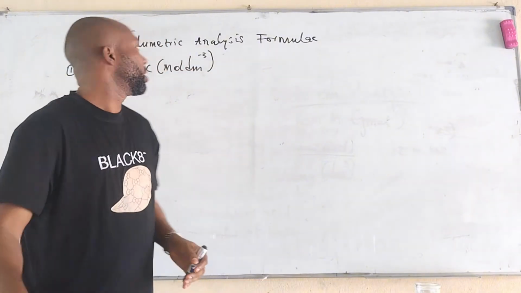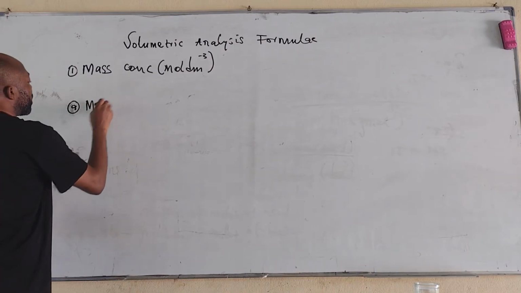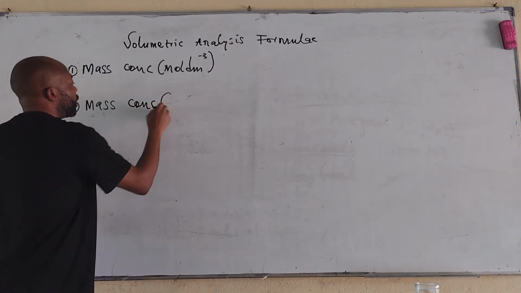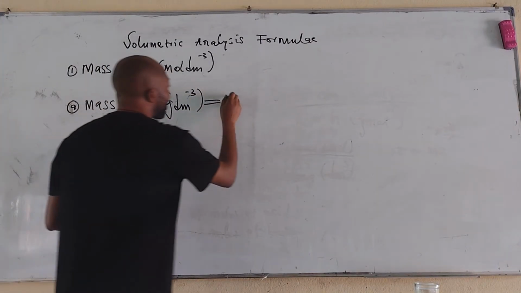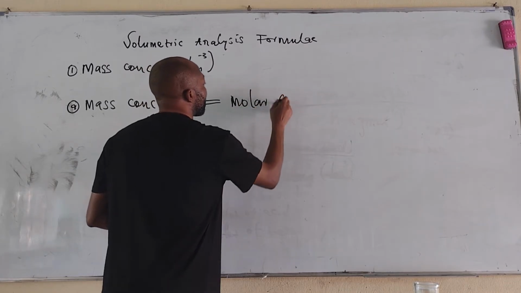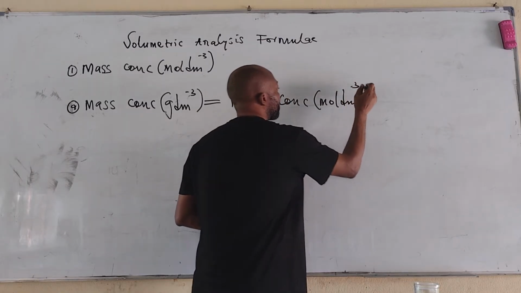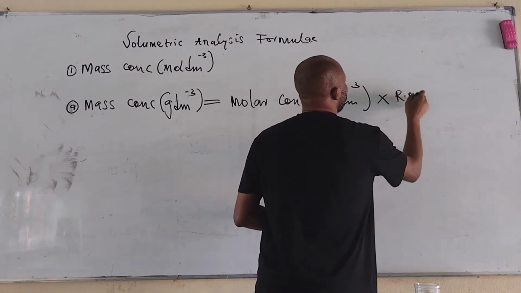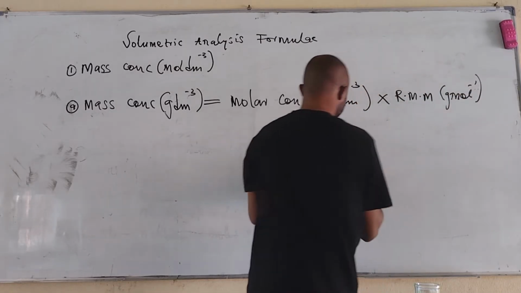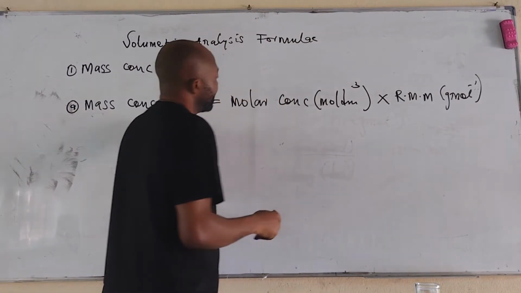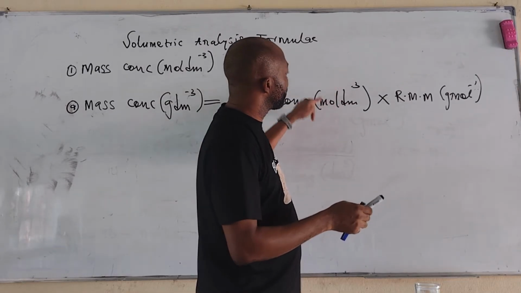This is okay. For mass concentration, we have A. So mass con in g per dm cube is equals to molar con in mole per dm cube times relative molecular mass in g per mole. For you to know whether you're right from the units, this is mole. We strike out this mole.